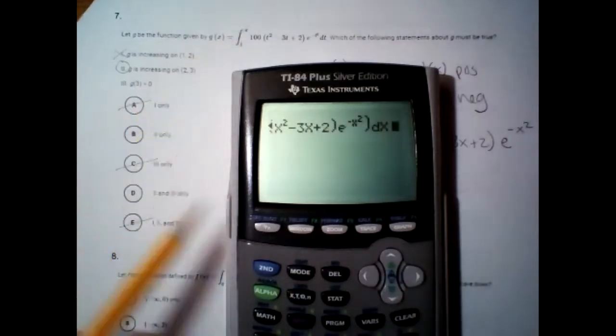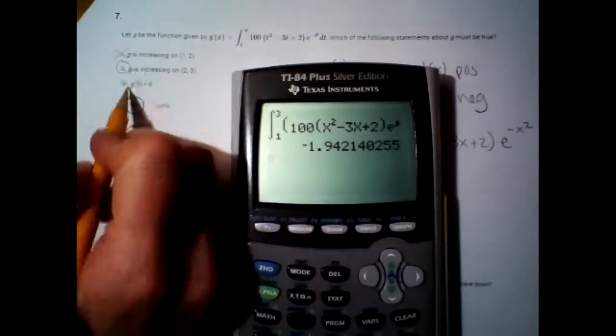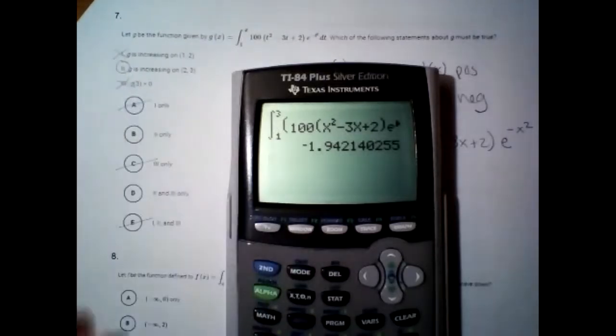I just did math 9, plugged it all in, and I got a negative result. So that is not above 0, so we do not want this one. We only want Roman numeral 2, and so that is B.